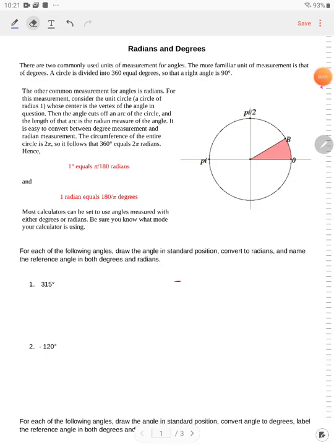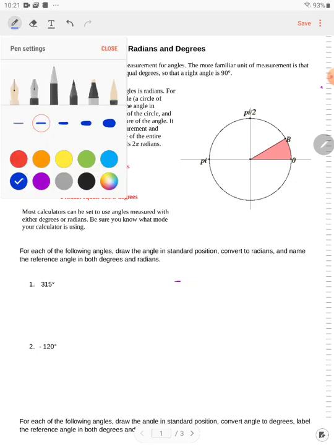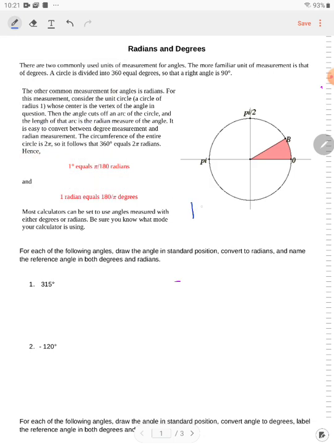In this video, we're going to discuss radians and degrees, which are two commonly used units of measurements for angles. And you can see the picture there and the relationship. What we want to know is that 180 degrees is equal to pi radians. So we're going to say 180 degrees is equal to pi radians.